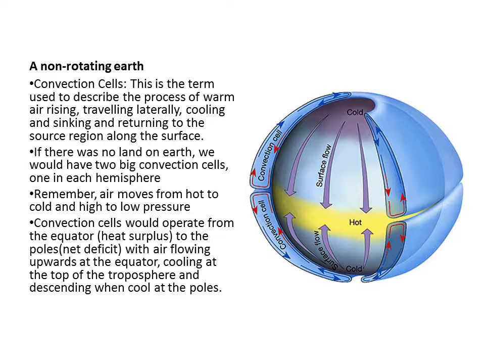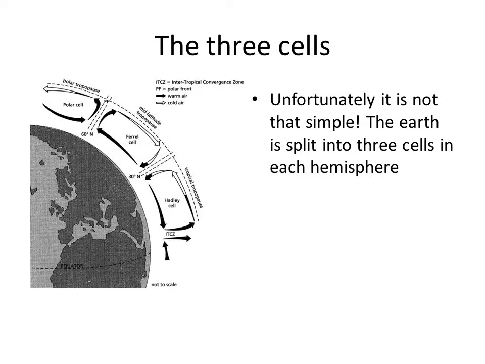The convection cell would operate from the equator to the poles, with air flowing upward at the equator, cooling at the top of the troposphere and descending when cool at the poles. The three cells. Unfortunately, it is not that simple. The Earth is split into three cells in each hemisphere.